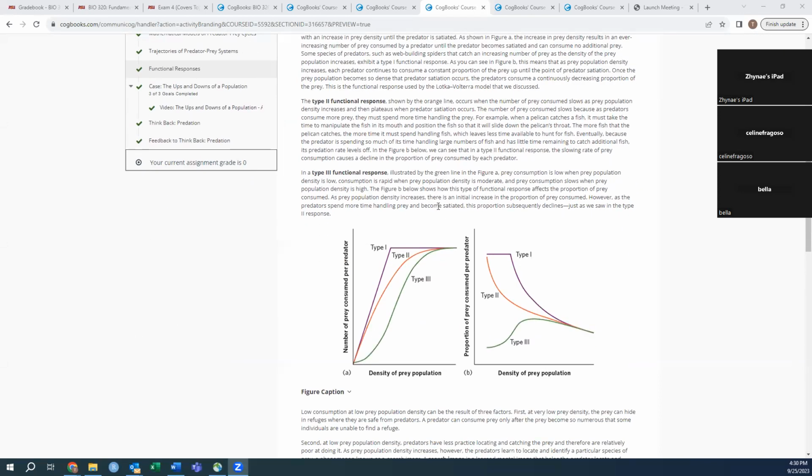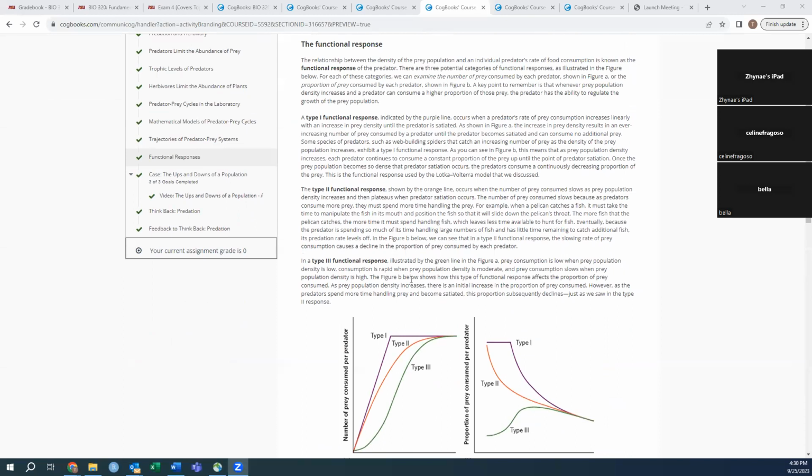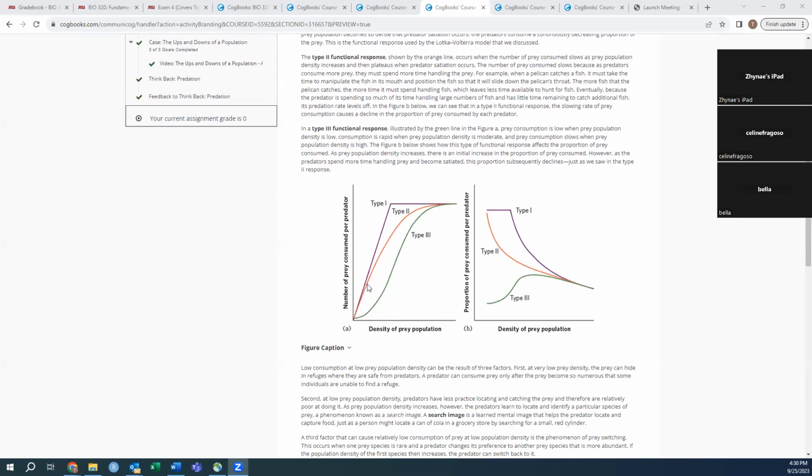Okay, so we have some description, and then we have the visuals of this. In the figures, we have the density of the prey population, and then the number of prey consumed per predator. The functional response is just to describe essentially these three different curves.